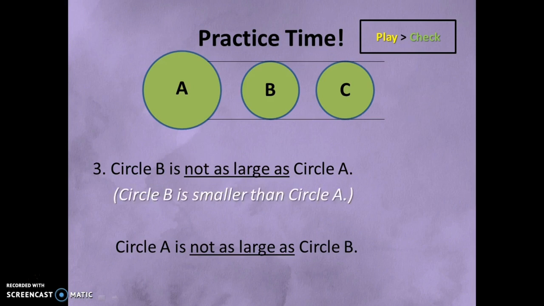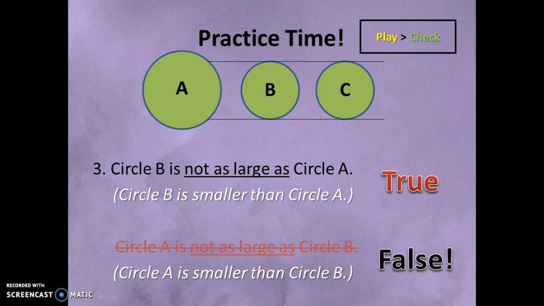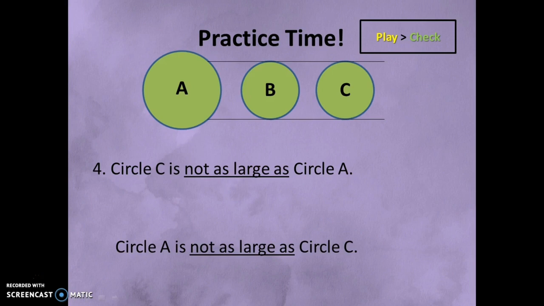Well, in the first sentence, not as large as is kind of like we're saying smaller than, and that's true. But in the second sentence, if I changed not as large as to smaller than, circle A is smaller than circle B, we can see that that's not true. It's false. Same thing happens with sentence 4. I can say circle C is not as large as circle A, but if I said circle A is not as large as circle C, I've got a problem there.